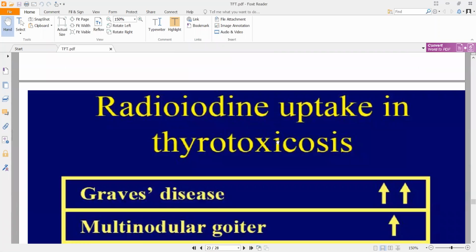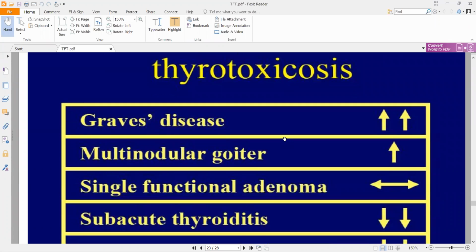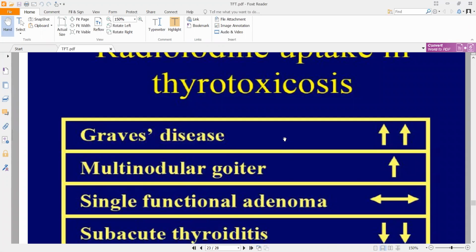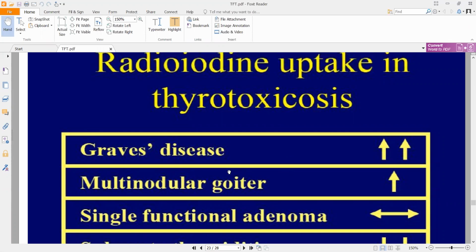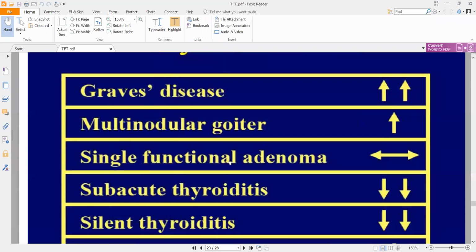Okay, coming to radioactive uptake in thyrotoxicosis, how it will vary. If I do the same test in different conditions, I will get different results. In Graves disease, you will get a very high result, meaning 60, 70, 80%. That is one condition. In multinodular goiter, you'll have a slightly high result. Single functional nodule, you don't need to know all of this, but Graves disease is important.